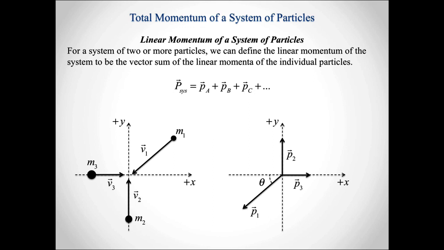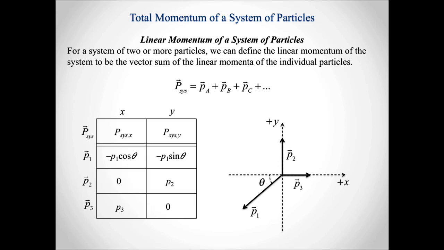So I know that the velocity vector for mass 1 points down and to the left. It makes some angle theta with the negative x-axis. So the momentum of particle 1 has to point in that same direction. The velocity of particle 2 points in positive y. So the momentum for particle 2 also has to point in that direction. The velocity of particle 3 points in positive x. So again, the momentum of particle 3 has to point in positive x. And so all we're going to do is say, fine, there are the 3 vectors that I need to add.